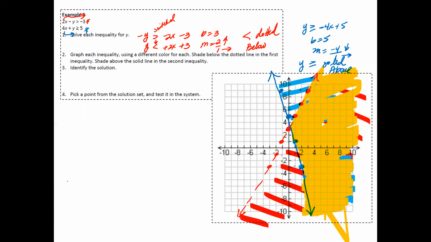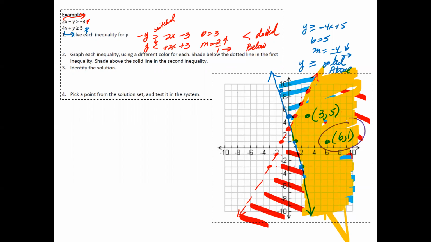So your answer can be this part right here, which is a 3, 5, or it could be this part right here, which is a 6, 1. Any of those answers will work for this. And if you don't believe me, we can actually pick a point and test this.